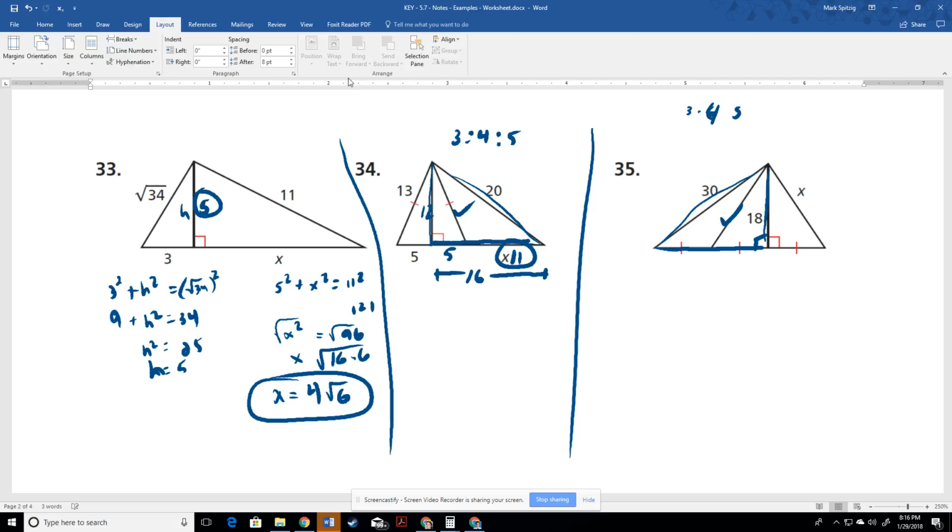Sorry, it's a 3, 4, 5 because it's times 6, because that's 5 times 6. So this is going to be 4 times 6, 24. And so that means this has to be 12, this has to be 12, and this has to be 12. We still have to do Pythagorean theorem to find this one because we have this side and this side to find x. So it's going to be 18 squared plus 12 squared equals x squared. And we can do that. Might as well, right?